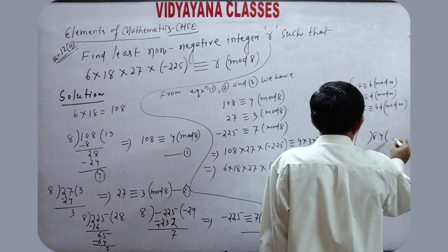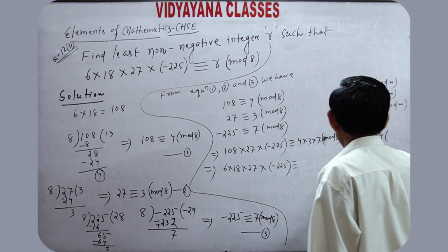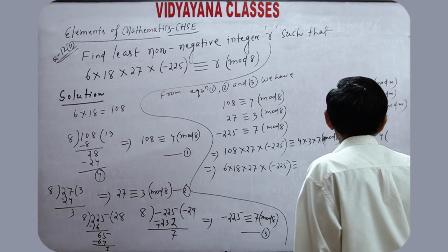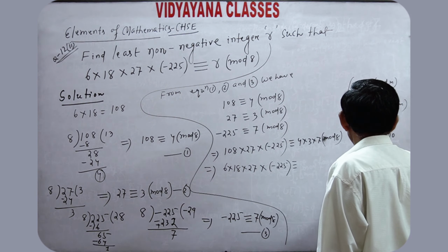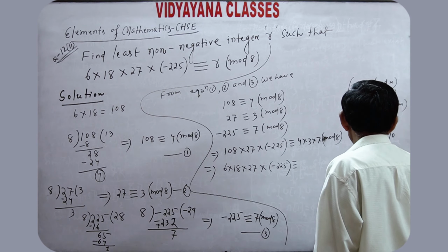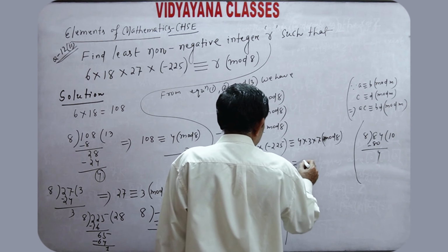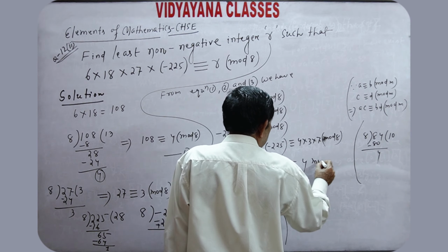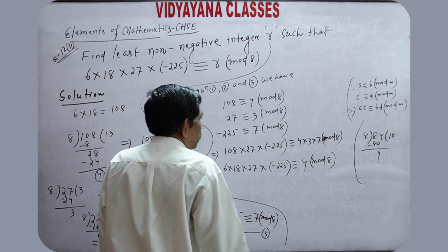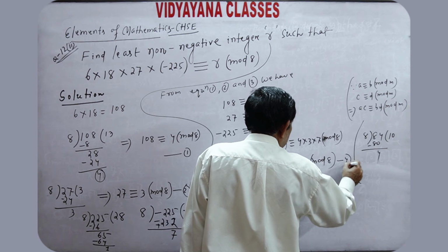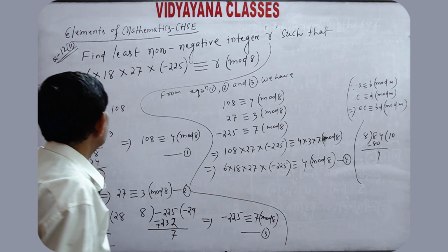84 is divided by 8, that is, the remainder is 4. Modulo 8, it is 4. Equation 4.